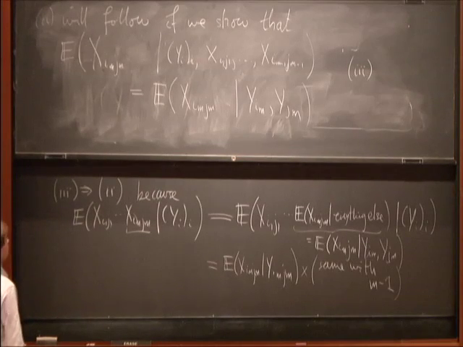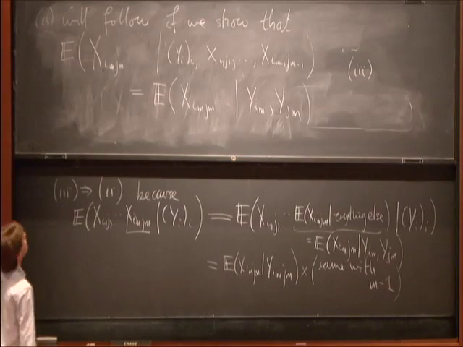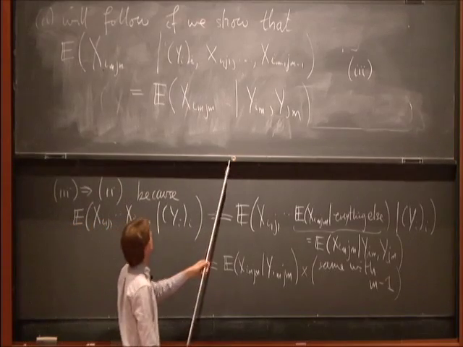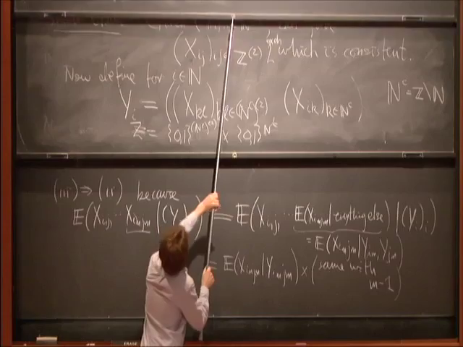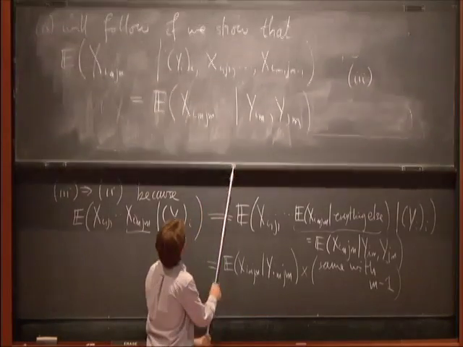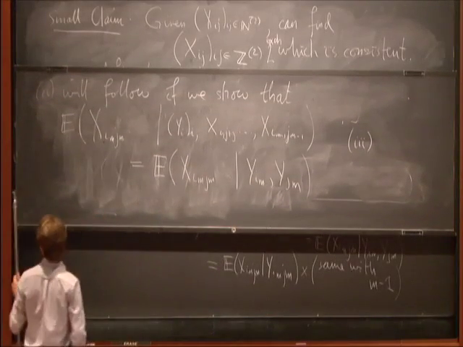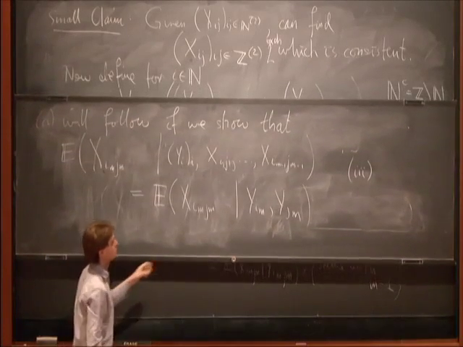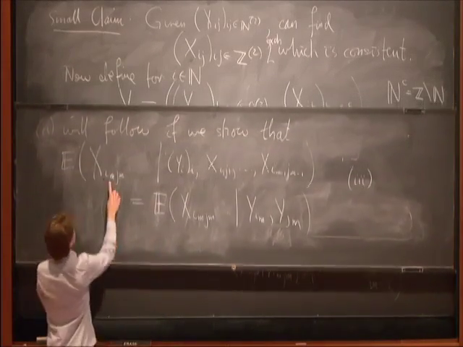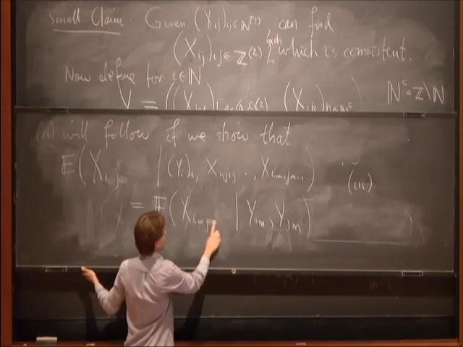So now I just want to prove 3. Right. Let me move 3 to the top. Actually, let me bring it down and introduce some notation. So I want to show that conditioning x_{i_m j_m} on all of those things is the same as just conditioning on these two. Let me omit the m's now, since they're making my life harder.